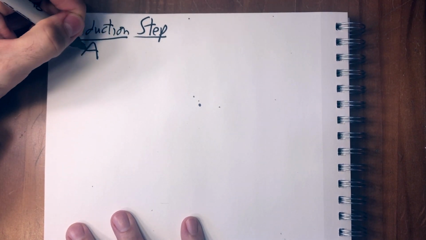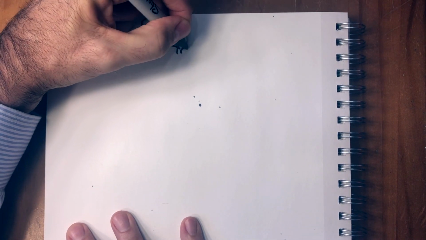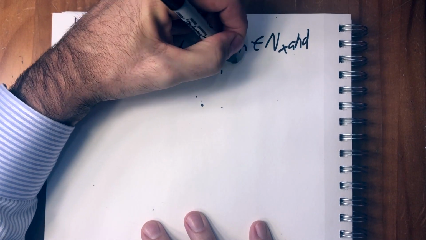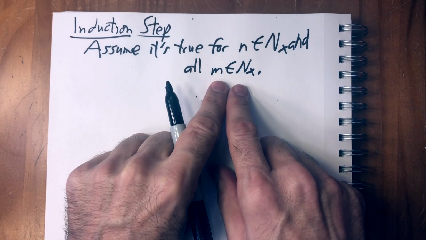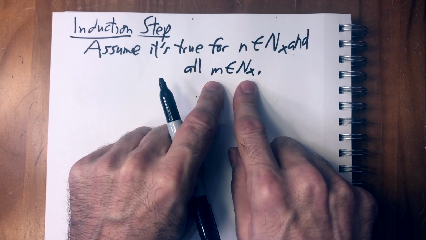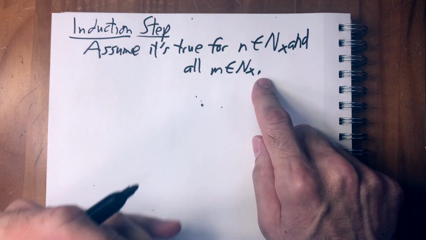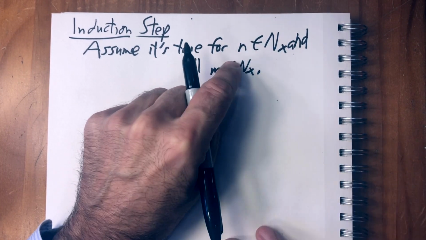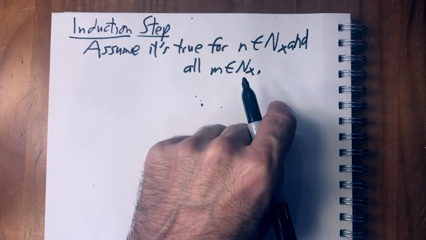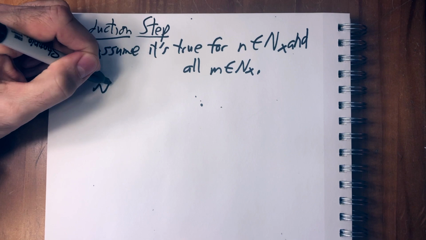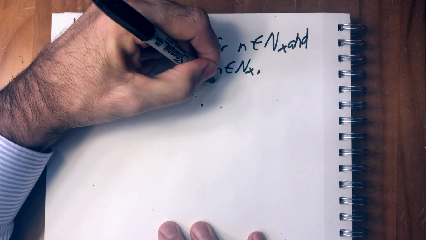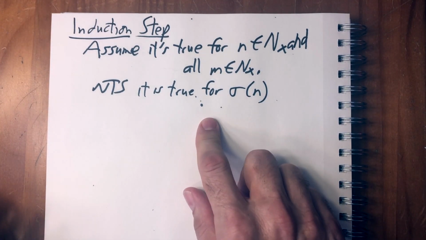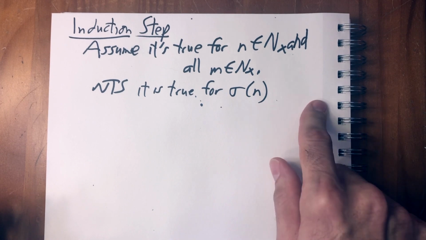So again, assume it's true for n and all m. So we're taking any arbitrary element m in x, and we're assuming that the multiplication of the isomorphism works for n in x. So now we're going to show that if it works for n, it's going to work for the successor to n. So we need to show that it's true for the successor to n, in other words, n plus 1 in x.